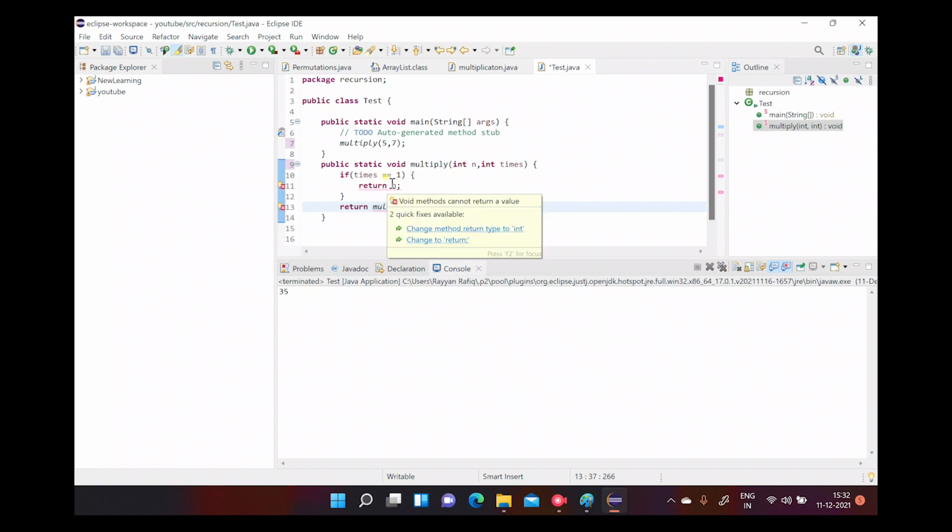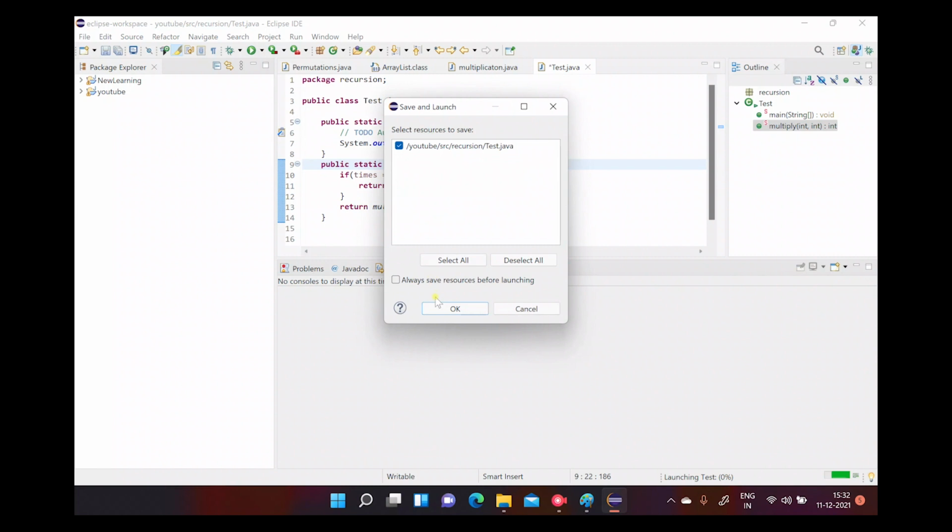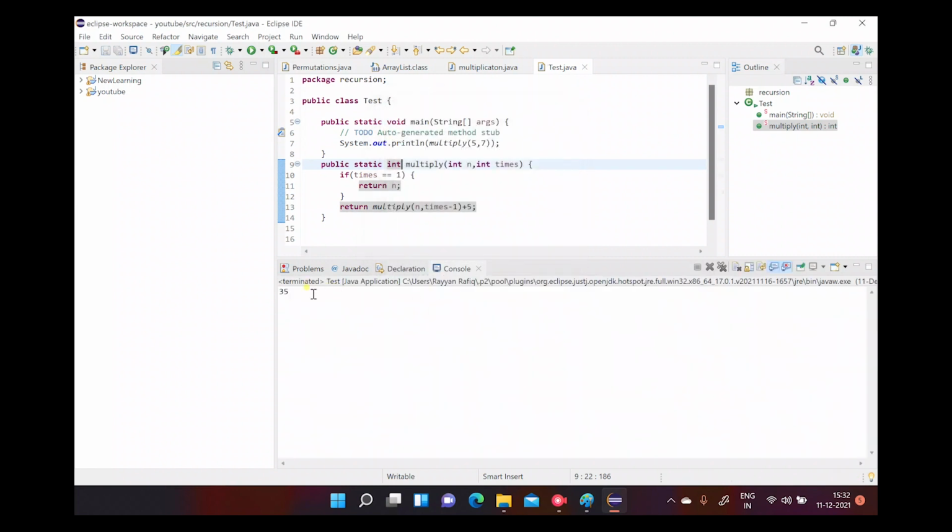So let's just perform the recursion here so that we get a clear understanding. And let me just change the return type. Yeah, so here if I execute this, we are going to get a return value of 35, right? So by this we know that our recursive function is functioning properly, and we have also followed our rules.